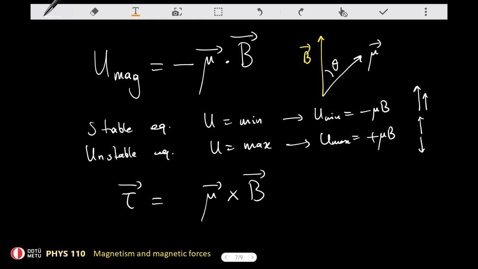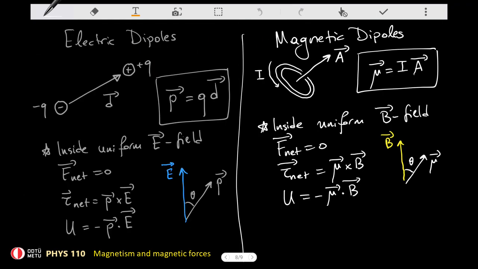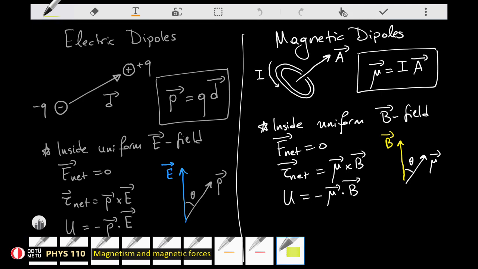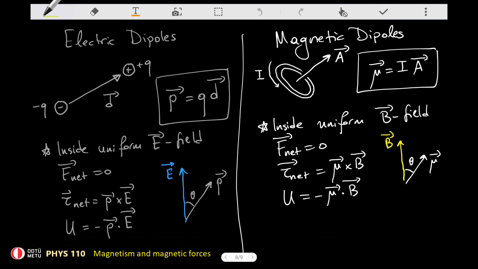All right, let's then talk about the similarity and the difference with the electric dipoles. I'm not going to talk about the difference in here, so I'll just talk about the similarity. First, let's talk about the definitions. In the case of electric dipoles, if you remember, we have defined a dipole as any charge distribution where the total charge is zero, but there's some kind of a separation between negative and positive charges.